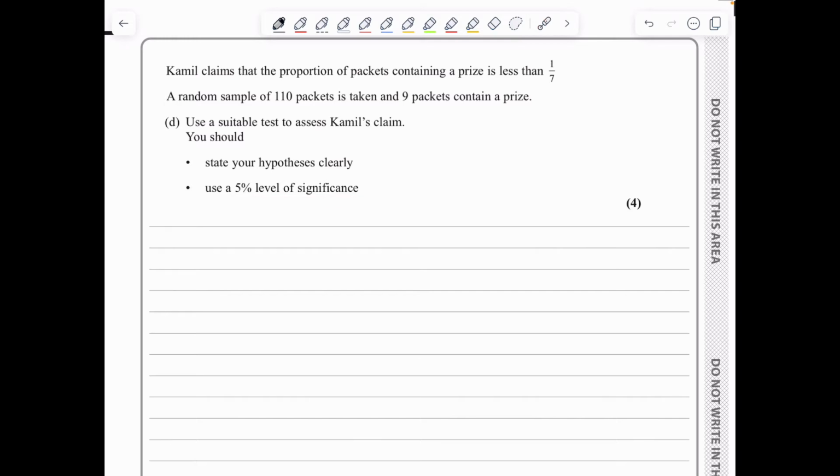So we start by stating that the random variable T follows a binomial distribution with parameter n being 110, and the probability of success is p. My null hypothesis says that p is 1 over 7, and my alternative is Camille's claim, which states that p is actually less than a seventh, and we're working at an alpha level of 0.05. Under H naught, which means that if H naught is indeed true, then T follows binomial 110, a seventh.